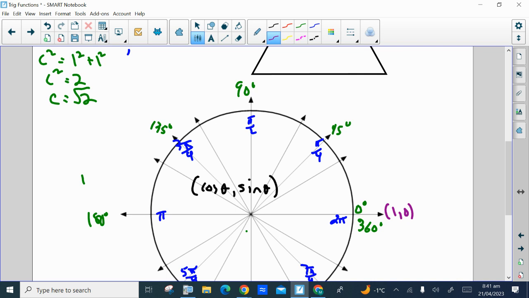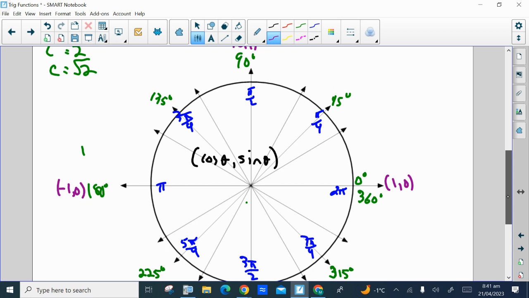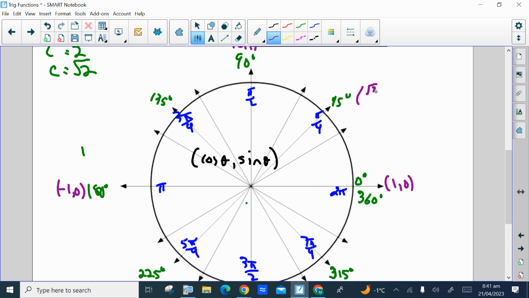because the unit circle is a circle with a radius of 1. And this tells us what the cosine of each of these angles is, as well as the sine of each angle. The first number is the cosine of that angle, the second number is the sine. And now we can fill in at 45 degrees, they're both root 2 over 2.